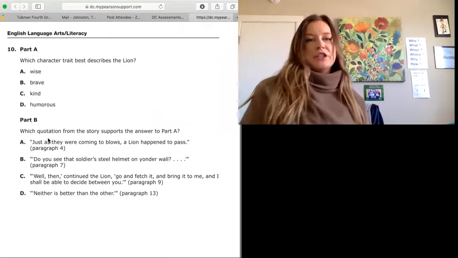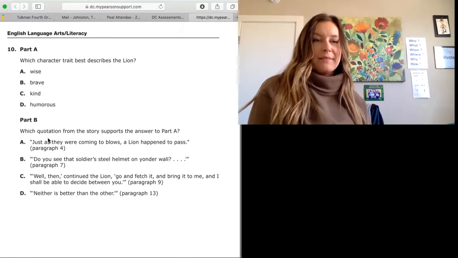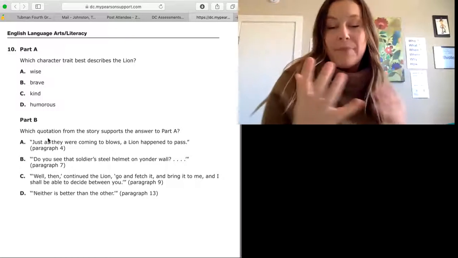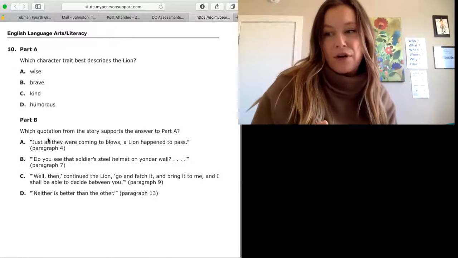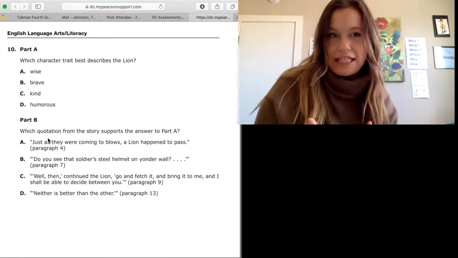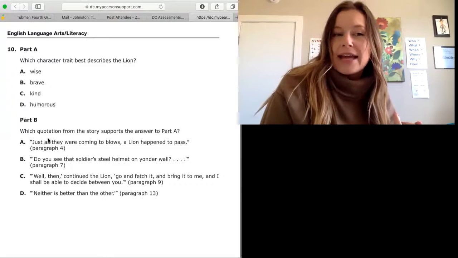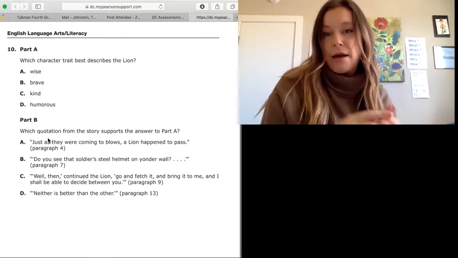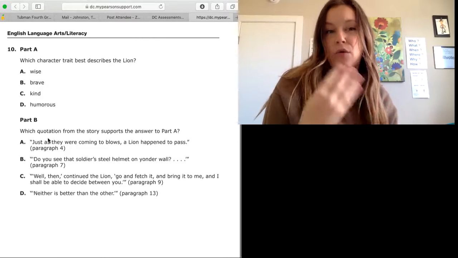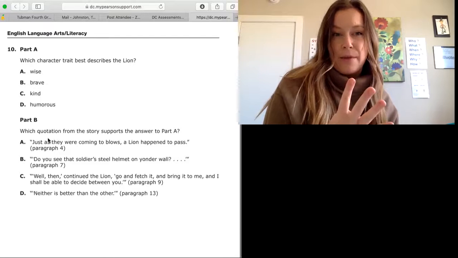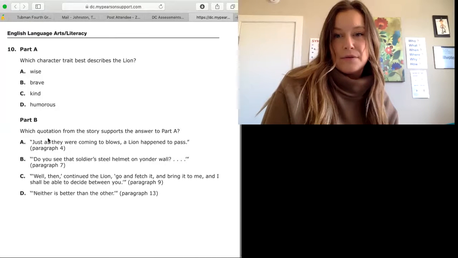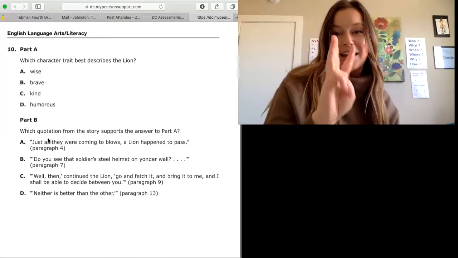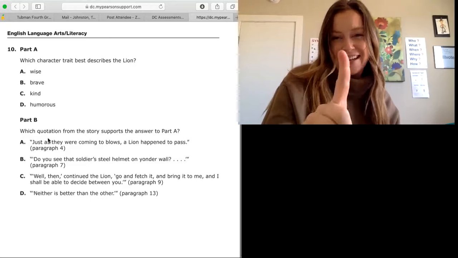Number 10, which character trait best describes the lion? So we have to think to ourselves, based on the story, based on what we've read, how can we describe this lion? Was he wise? Was he brave? Was he kind? Or was he humorous? Based on only what happened in this story, which of these 4 things applied to him? Which did you say? Shout out your answer in 5, 4, 3, 2, 1.